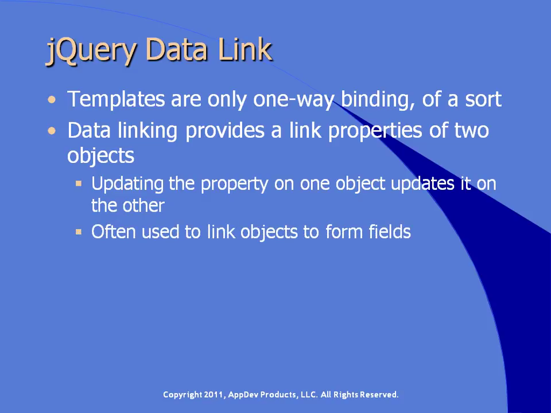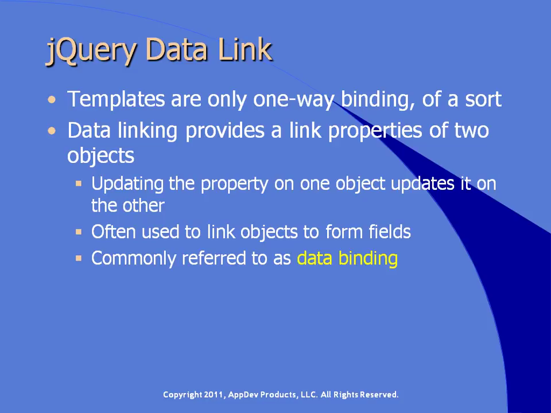The most common use for data linking is to link the properties of a JavaScript object to form fields on a page. This data linking behavior is more commonly called binding, but since there's already a jQuery bind method, the team decided to call it data linking instead. The jQuery bind method binds events to objects, not to data. So don't get confused between those two.